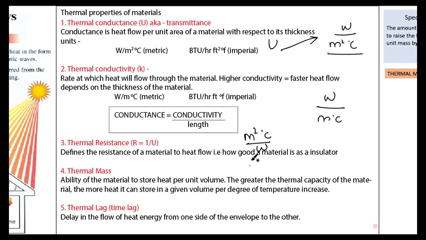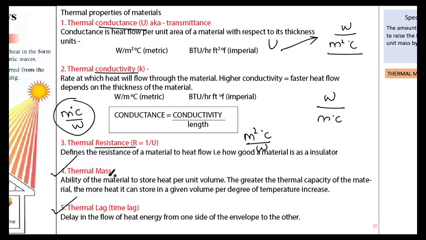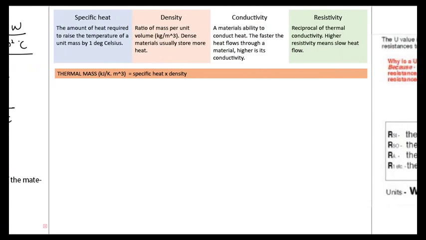And there is one more term known as resistivity. Its unit is meter degree Celsius by W. Like we got conductance and conductivity, there is resistance and resistivity. So this is resistivity, and then we have thermal mass and thermal lag. Now let's look into this small differentiation.